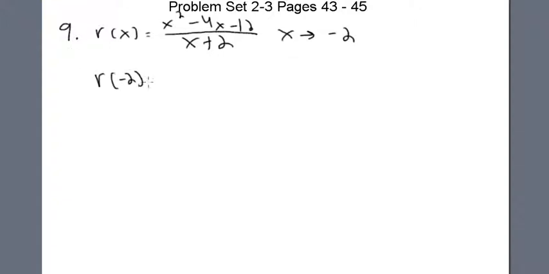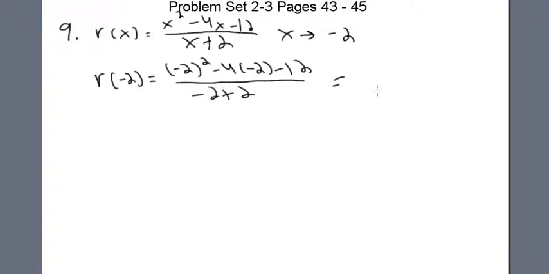R of -2: -2 squared minus 4 times -2 minus 12, all over -2 plus 2. Bottom is obvious, it's 0. -2 squared is 4, plus 8 is 12, minus 12 is 0. Indeterminate form.